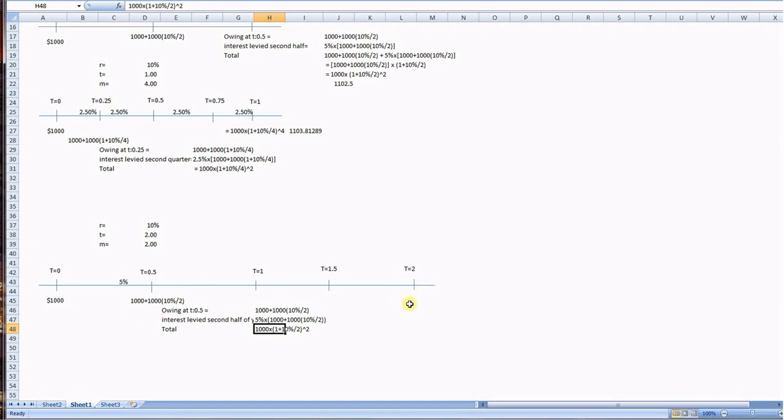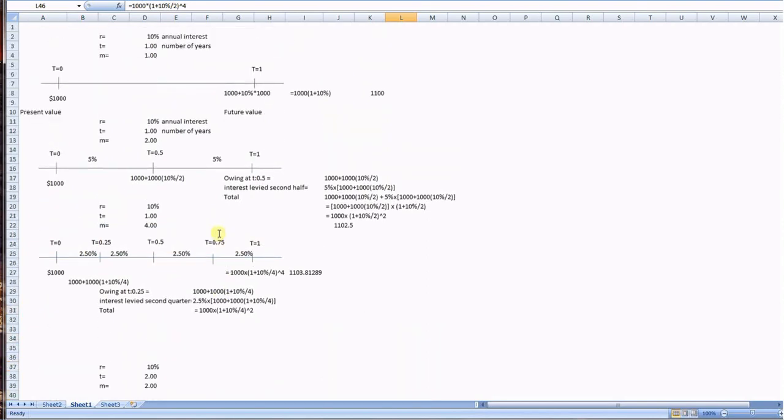It should be intuitive, so I'll skip all the intermediary calculation and just write down the final result, which is simply this one. Instead of to the power of 2, we have to the power of 4, because there are 4 periods in this whole of 2 years, and the final result is 1215.5, which is certainly more than what we have, because it's a 2-year loan instead of a 1-year loan.